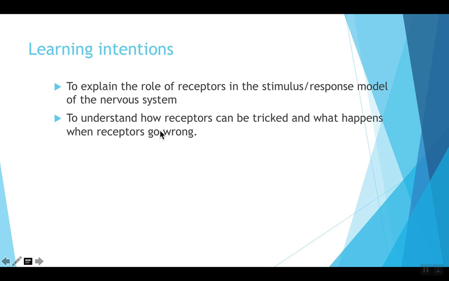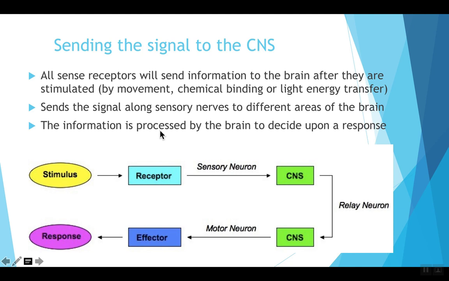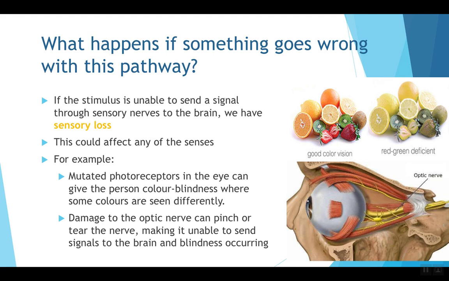So this is our last video of the nervous system section, and we're going to look at the role of the receptors in what's called the stimulus response model and how we can trick those receptors. So we always have this stimulus response model. All sense information sends information to the brain, along those sensory neurons, and the information is processed by the brain, and then we decide on a response. Things can sometimes go wrong with that pathway though.